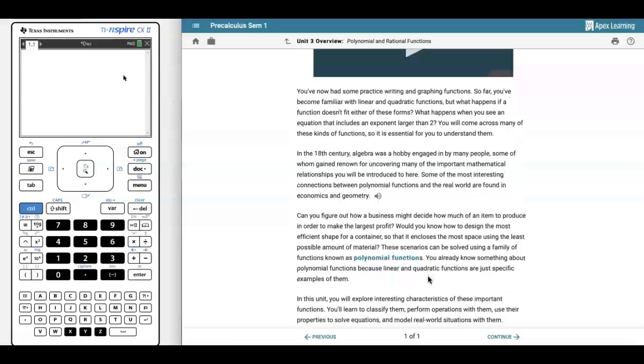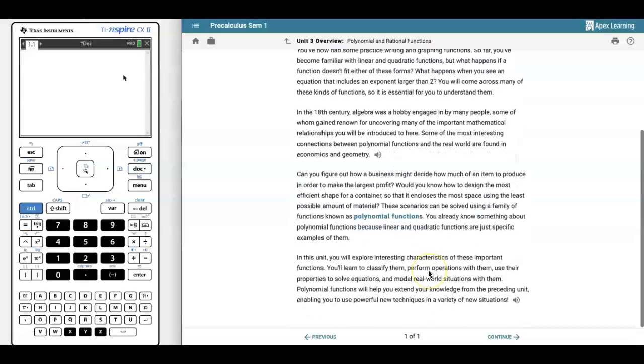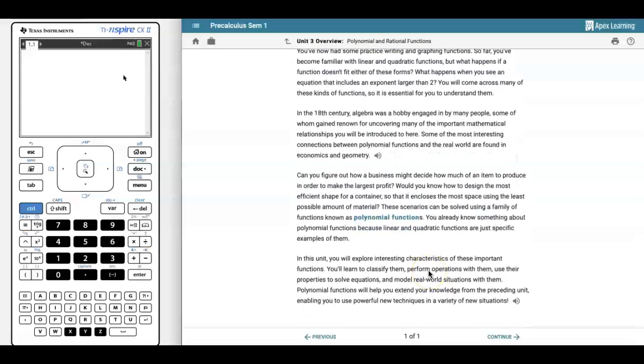All right, and the question might be where might this be useful? A lot of these scenarios are used in businesses, economics, and a lot in geometry, figuring out how to design the most optimal shaped water bottle or container, things of that nature. And these scenarios belong to this class of function known as polynomial functions. We've talked about it a little bit here in general, but now we're really going to focus on what this means and how we use it.